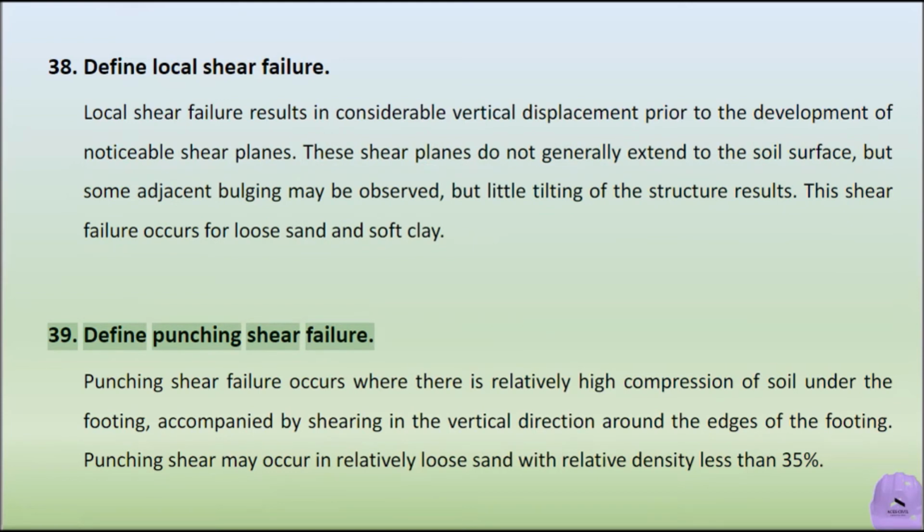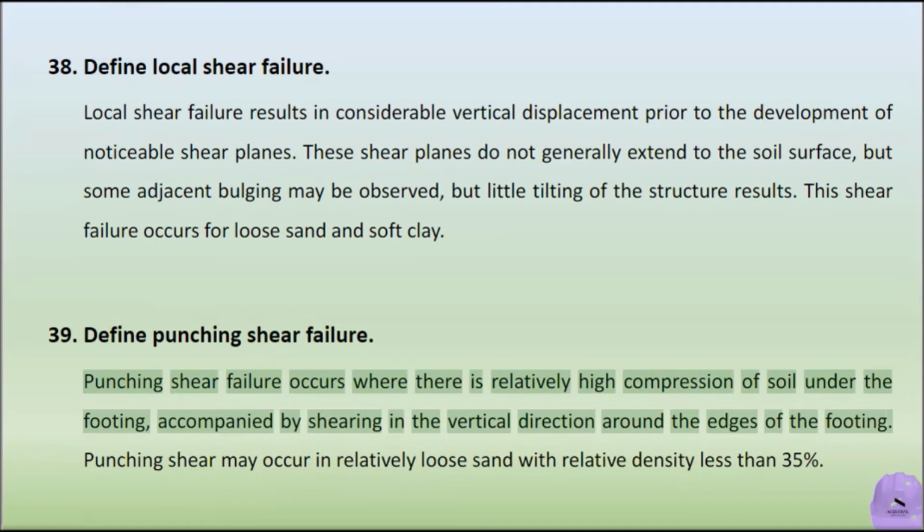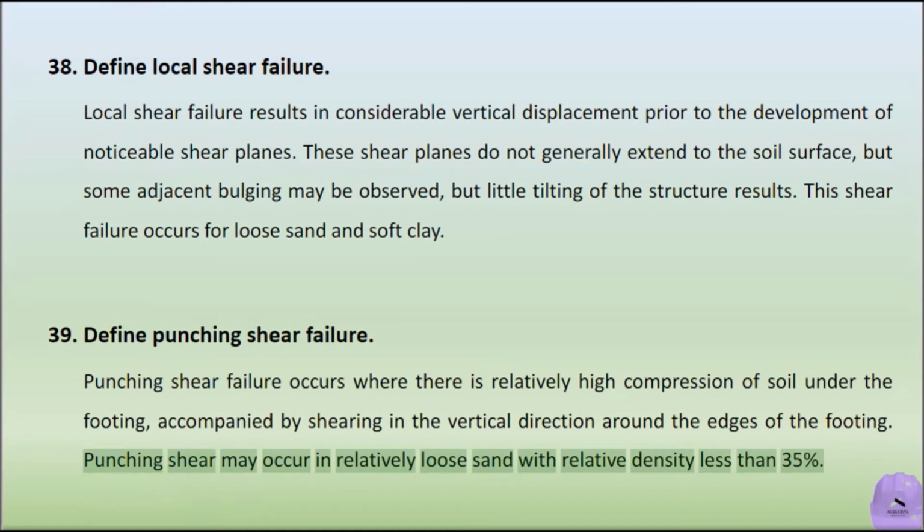Define punching shear failure. Punching shear failure occurs where there is relatively high compression of soil under the footing, accompanied by shearing in the vertical direction around the edges of the footing. Punching shear may occur in relatively loose sand with relative density less than 35%.